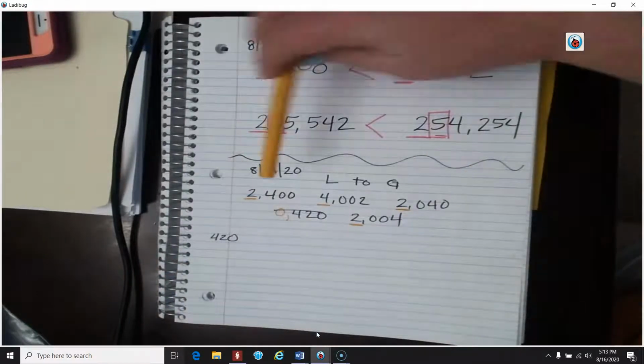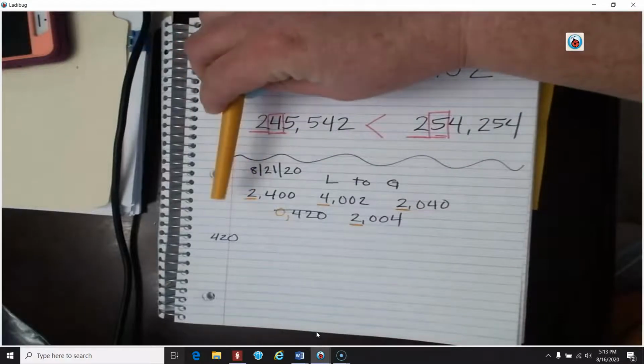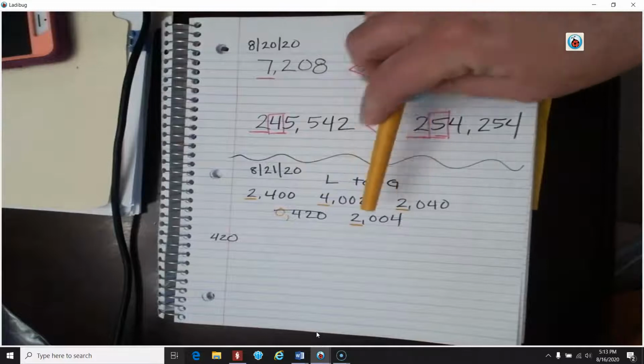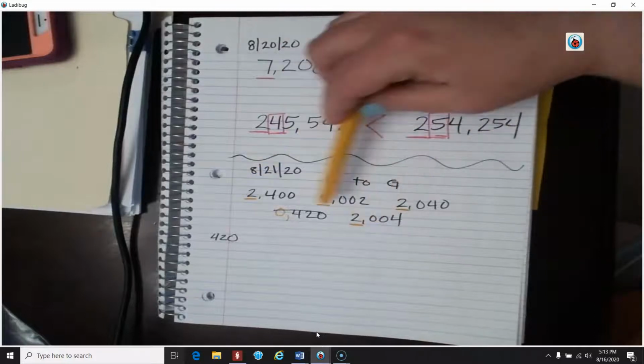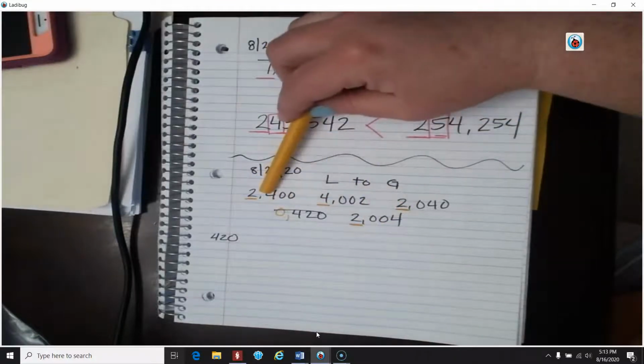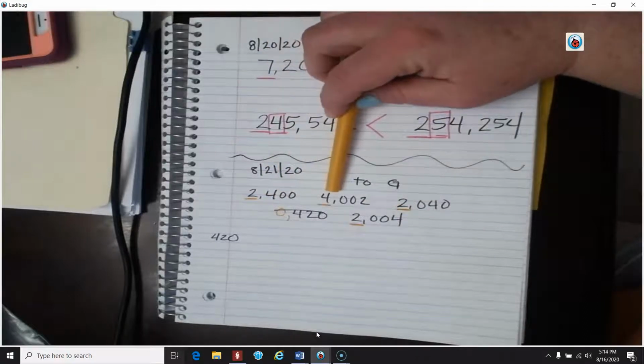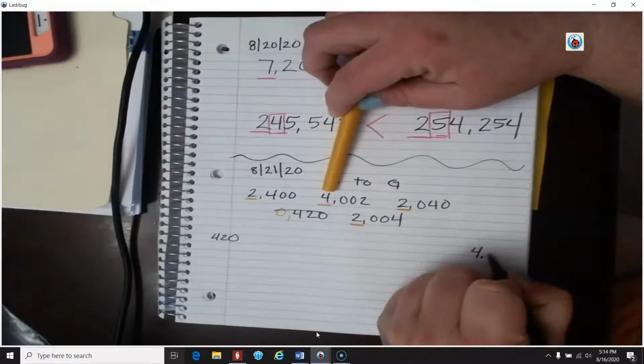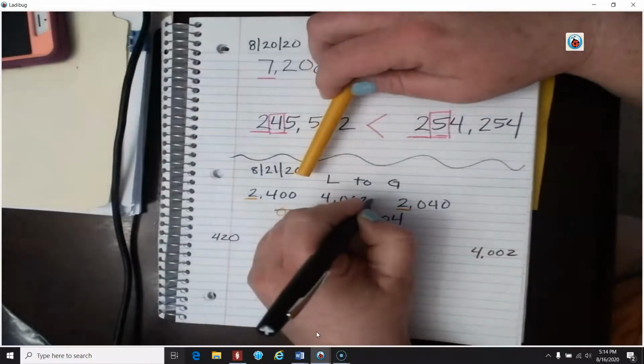Okay, so now I'm looking at my four numbers that are left. So I have a 2, a 4, a 2, and a 2. So these three all have a 2 in the thousands place. This one has a 4. So that lets me know that this, because it's got the largest value in the thousands place, is going to be my biggest, my greatest number. So I'm going to go ahead and write that one over here and cross this one off.